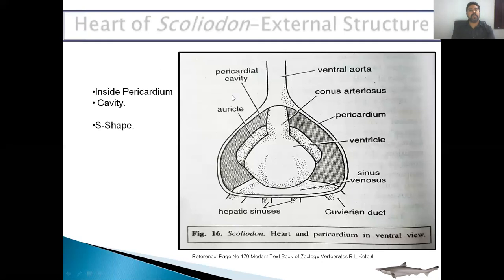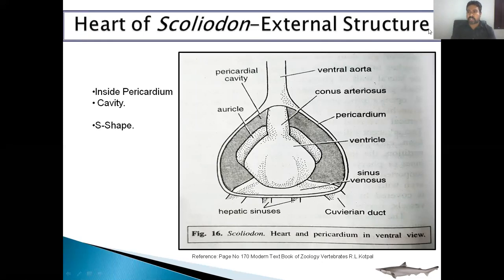If we study the external structure of the heart, this heart, which acts as a pumping structure in the circulatory or blood vascular system, is a modified vessel, and it is made up of muscles, which continuously pump the blood, by which a particular pressure is maintained in the blood, and the blood can flow against the gravitational force up to the head region.